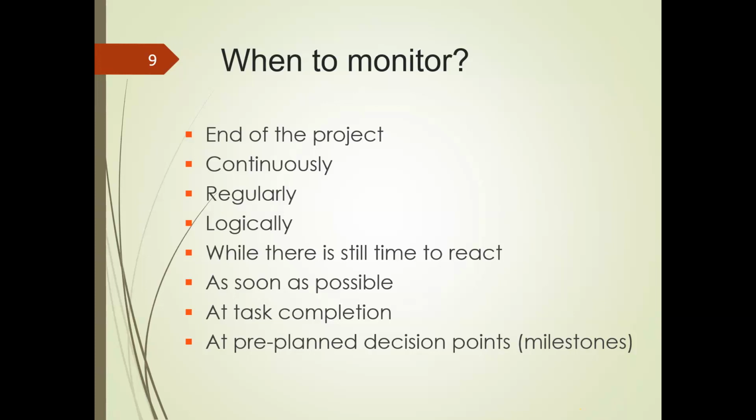As soon as possible, or at each task completion, while there is still time to react, and at pre-planned decision points, that is, at each milestone. As I said, take agile projects. An agile project breaks the bigger project into smaller projects called sprints. These sprints have to be completed within a month's time frame at maximum. Once a sprint is done, it has to be monitored and controlled, and feedback has to be gathered from all interested parties and the team members. Each sprint can be taken as a milestone, that is, after every sprint is over, it is treated as a milestone.